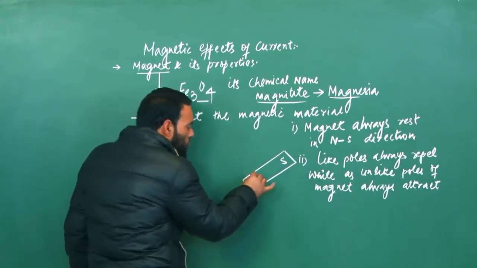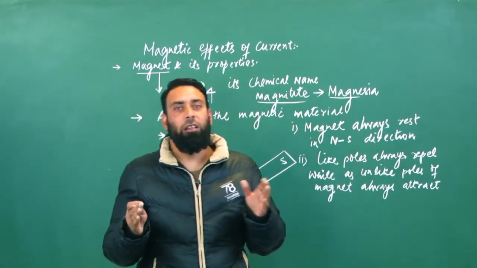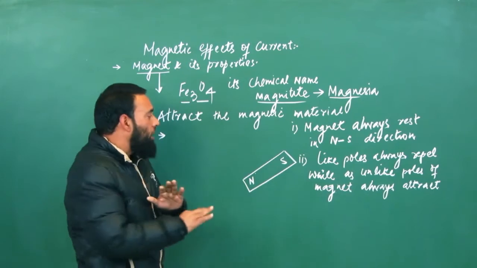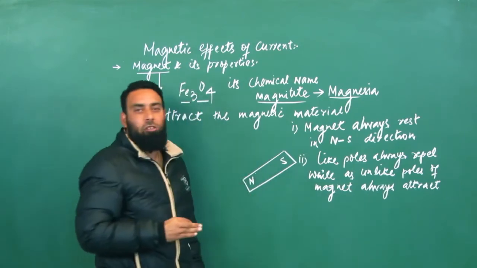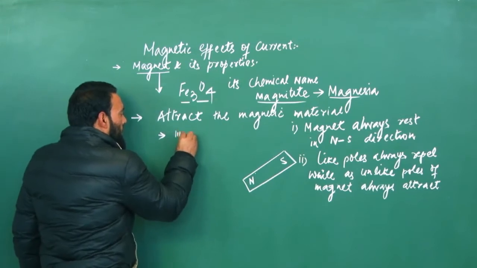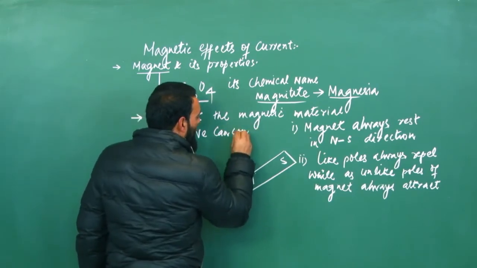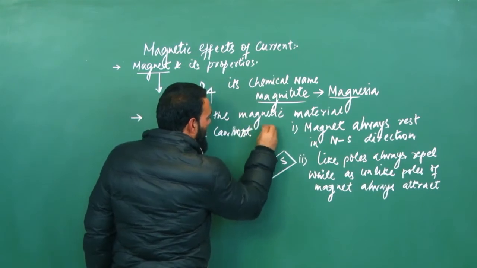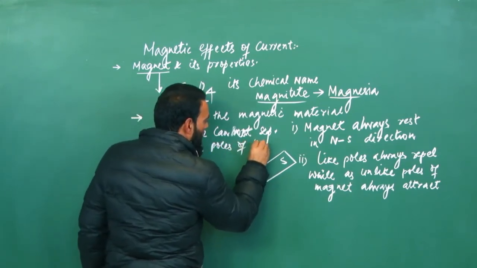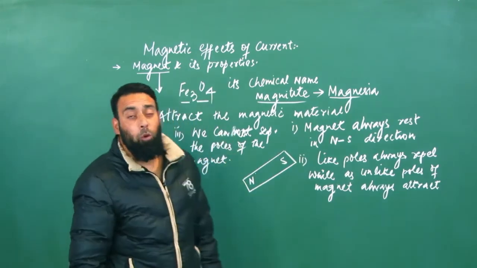The third important property, the most important property of magnets: a magnet has two poles, north pole and south pole. If we want to separate these poles, there is no way to separate the two poles of the magnet. So the third important property is that we cannot separate the poles of a magnet.